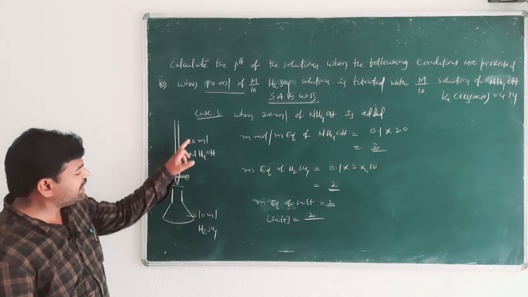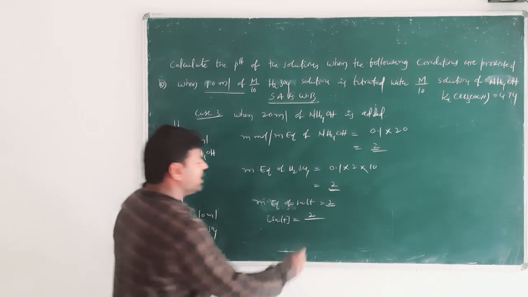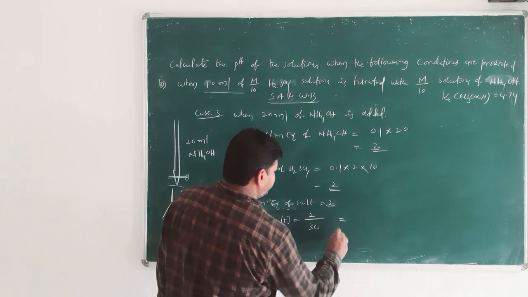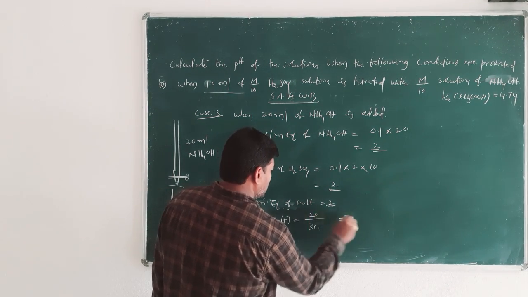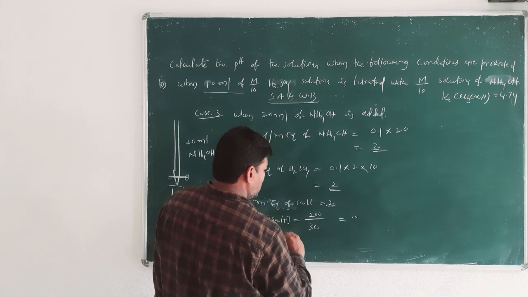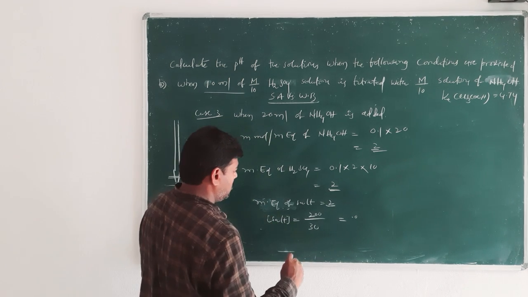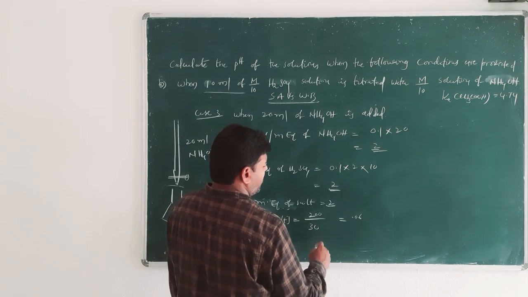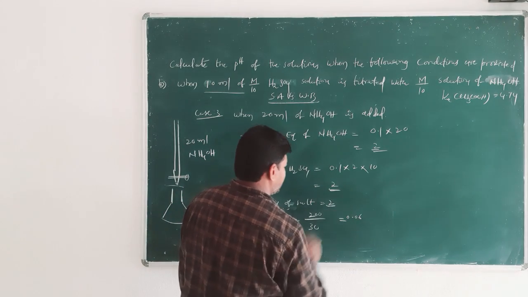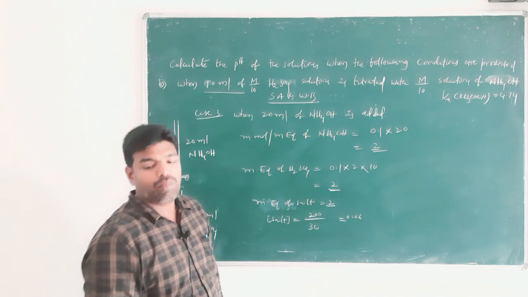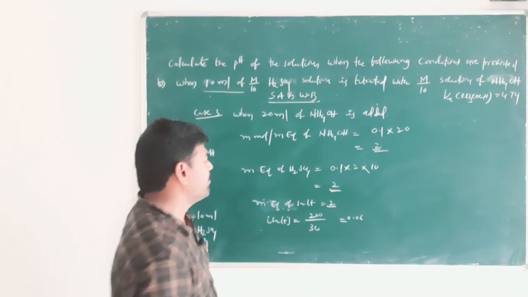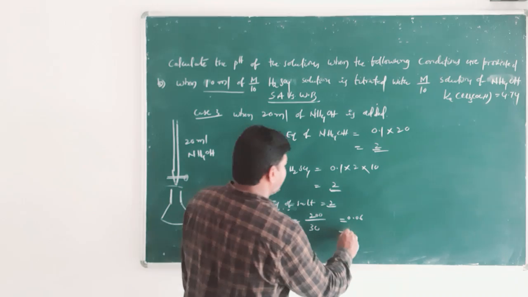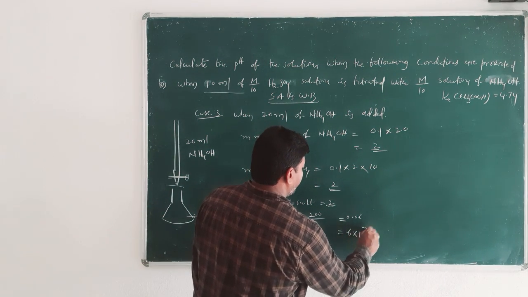Total volume is 20 plus 10, 30. So, the concentration comes out to be approximately 0.06. We can write it as 6 into 10 power minus 2.